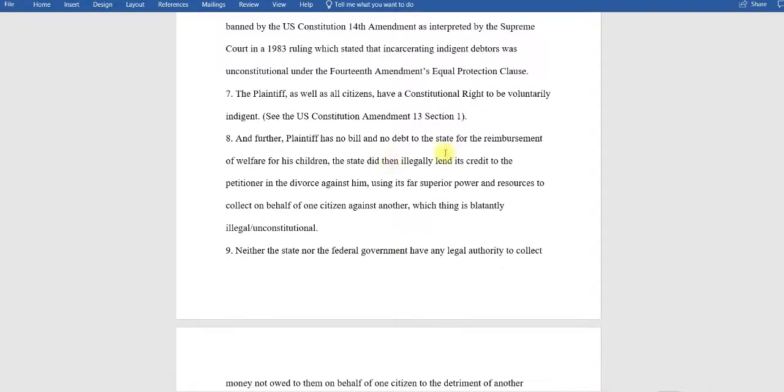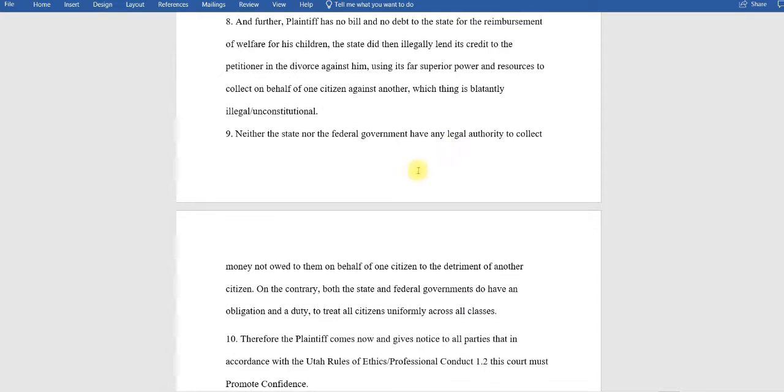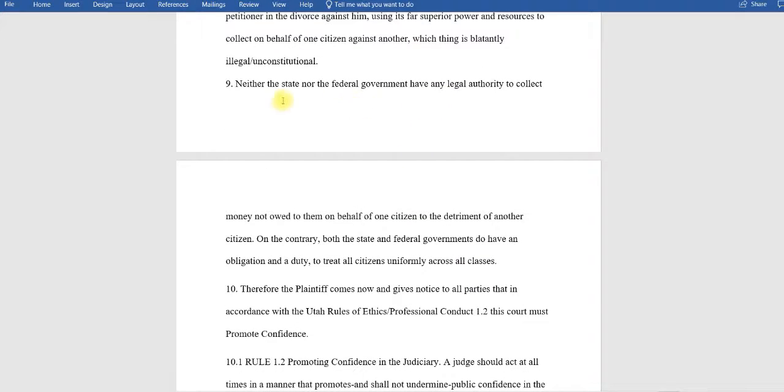Okay? And further, plaintiff has no bill or no debt with the state for the reimbursement of welfare. And the state did then illegally lend its credit to the petitioner, which would be my ex-wife, in the divorce against him, using its far superior power and resources to collect on behalf of one citizen against another, which thing is blatantly illegal. And we're going to go into how it's illegal here now.